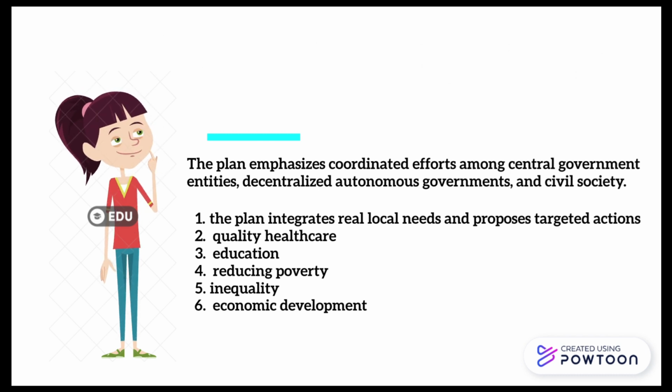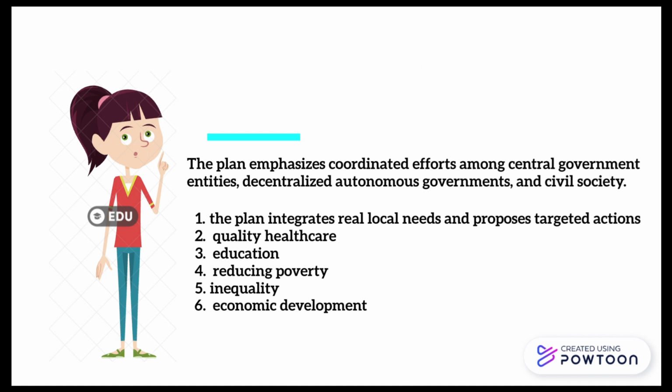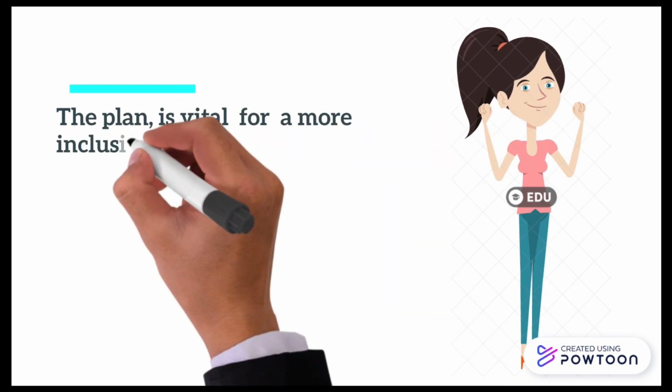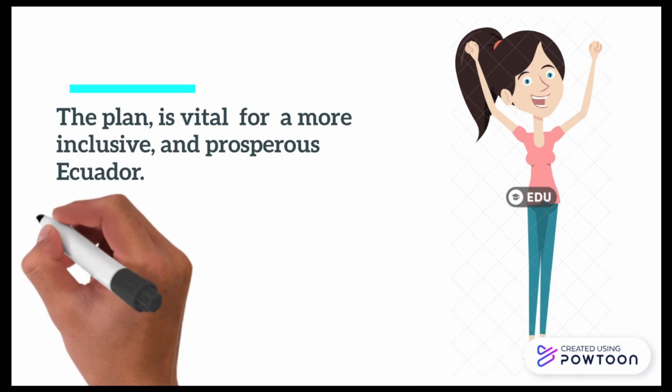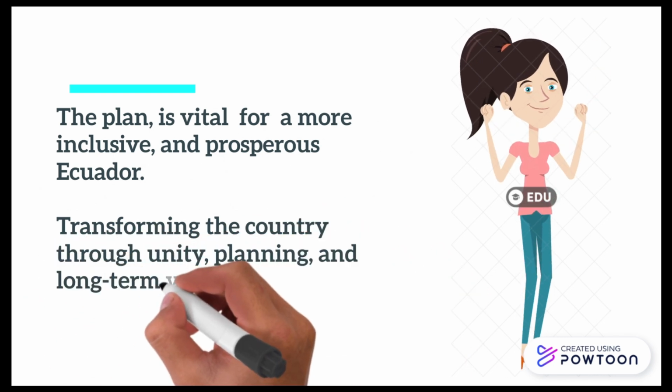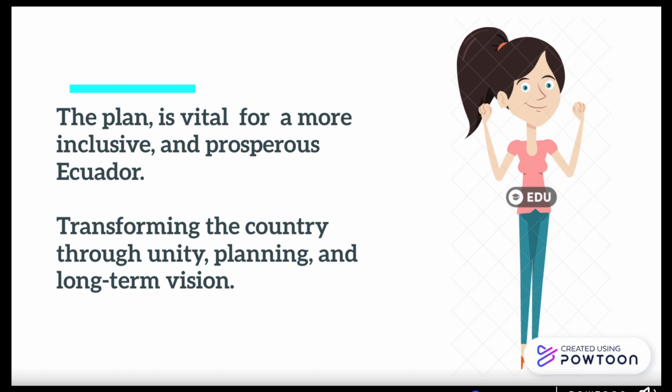Some important goals are improving healthcare and education, reducing poverty and inequality, supporting sustainable jobs, and protecting people from risks like floods or earthquakes. And also, comprehensive development means improving all parts of life, social, economic, and environmental, so that everyone can have better opportunities.